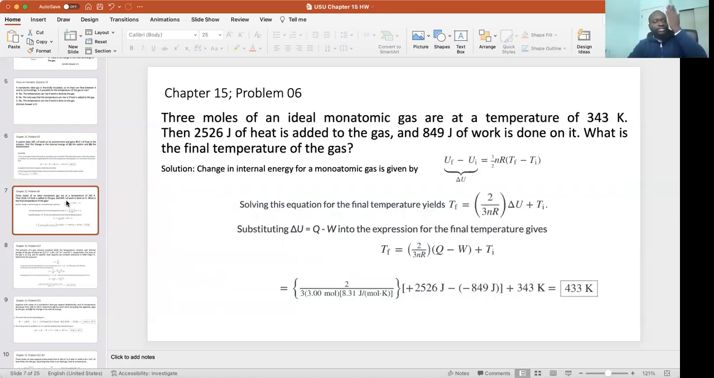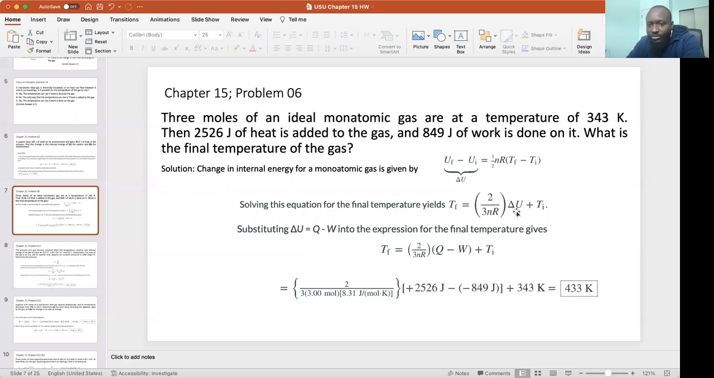Okay. Chapter 15, problem 06 says 3 moles of an ideal monatomic gas are at the temperature of 343 Kelvin. Then 2526 joules of heat is added to the gas, and 849 joules of work is done on it. What is the final temperature of the gas? So we're going to use the change in internal energy for monatomic gas given by U final minus U initial, delta U equals 3/2 nR (T final minus T initial). And then we'll solve for T final here to get this guy.